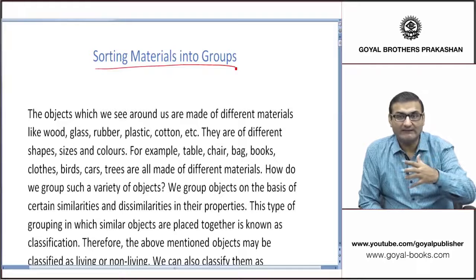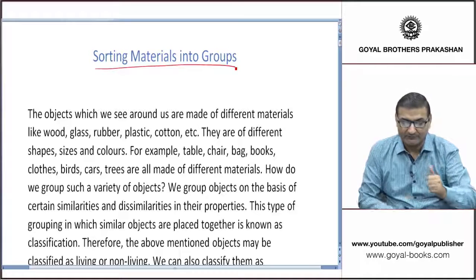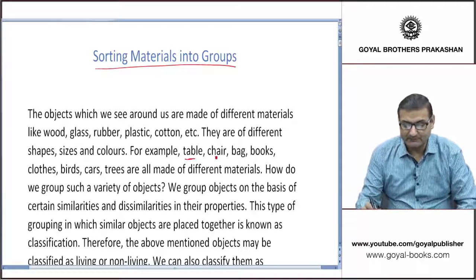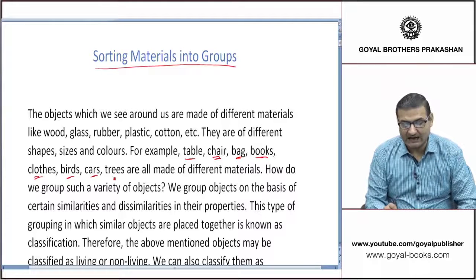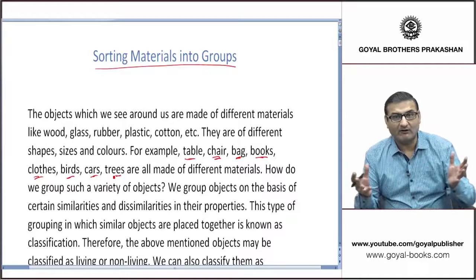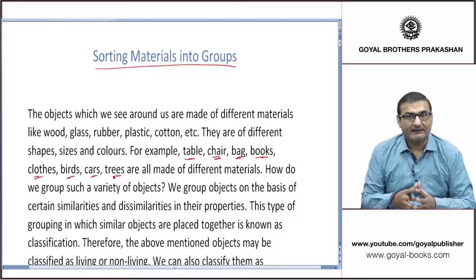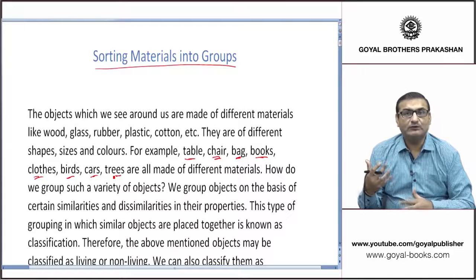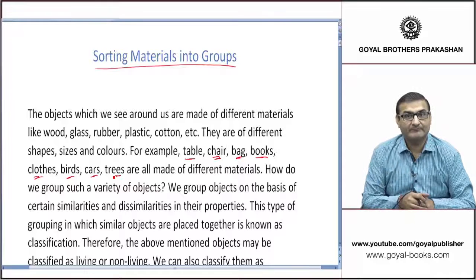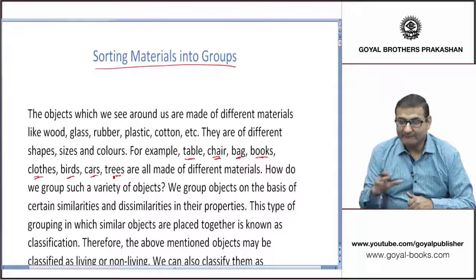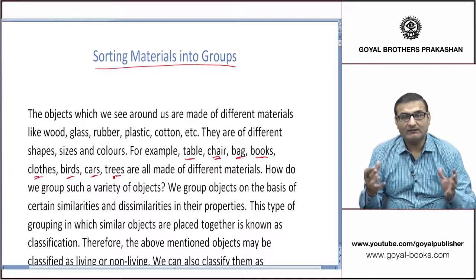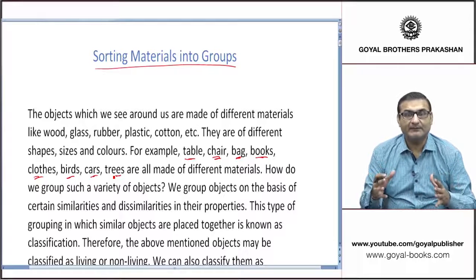Now, what are all the various objects that you see around you? Normally we see tables, chairs, bags, books, clothes, birds, cars, trees, all types of vehicles, the walls, so many things, right? But have you ever tried to think what all these materials are made up of? If we try to relate, we find that all these materials are made up of various different types of items.